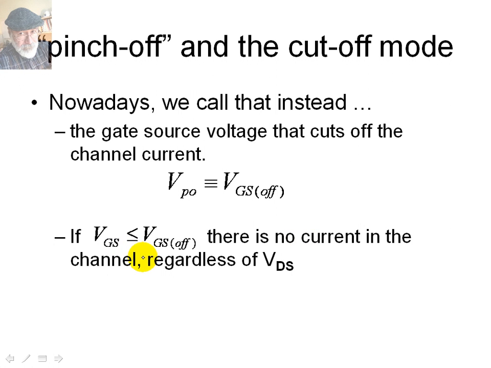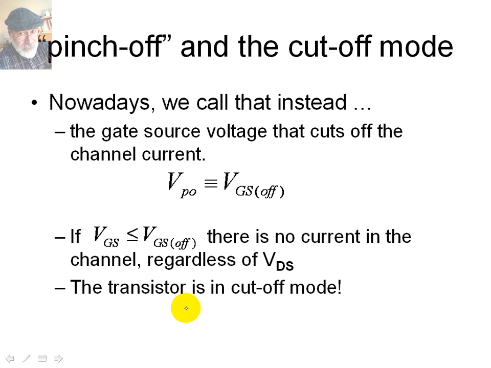If VGS is below or equal to VGS off, there is no current in the channel, regardless of how much voltage we apply between the drain and the source. The transistor is in cutoff mode.